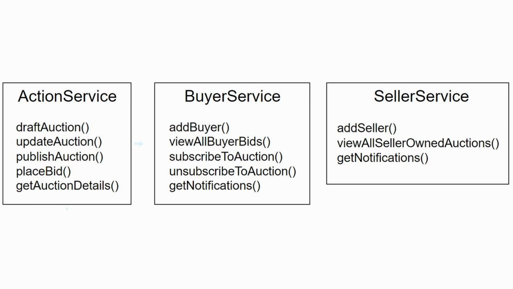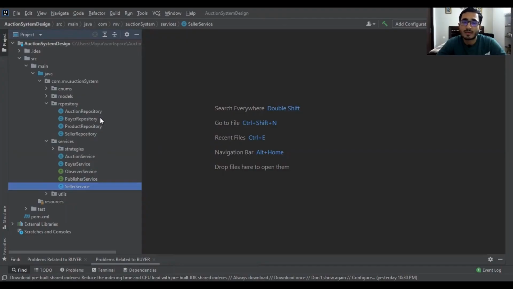Now, the functionality of, let's say, placing a bid is related to auction, so it will be coded in auction service. Similarly, the functionality where we have to display all the auctions to which a buyer has subscribed is related to a buyer, and so it will be coded in the buyer service. Now let's look at our services.